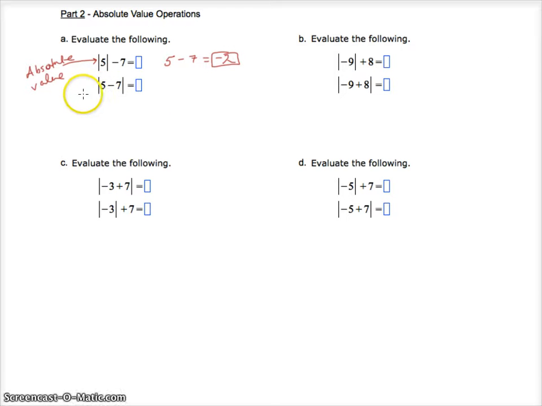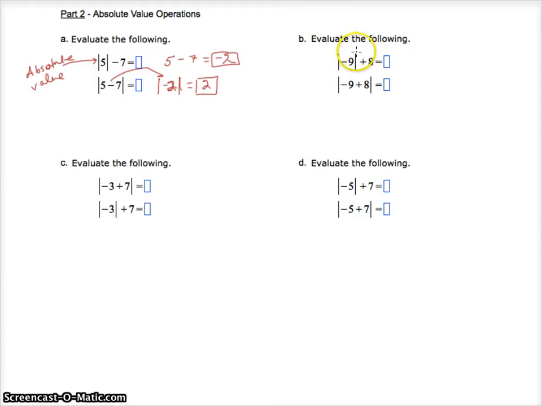For this problem, we want to do the math first, then find the absolute value. So we need to do 5 minus 7. We'll say that 5 minus 7 is negative 2, and we need to find the absolute value of negative 2. So we did 5 minus 7 and got negative 2, and then the absolute value of negative 2 is 2. So we have two situations. Find the absolute value first, and do the math first, then find the absolute value.